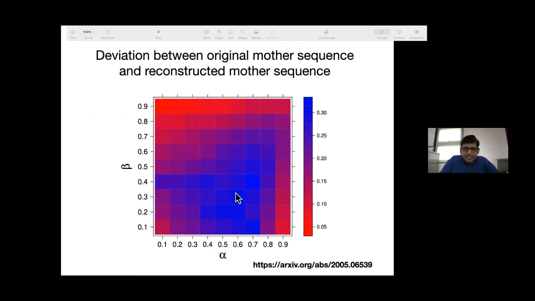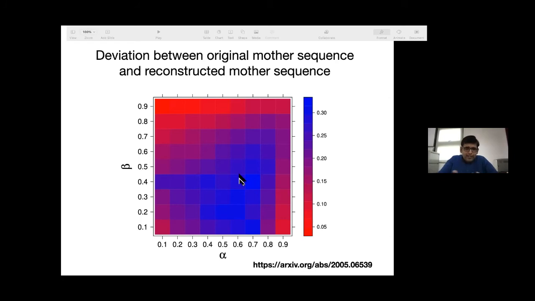So this graph is the deviation from the original mother pattern we started with, and the reconstructed mother pattern after the replication. How much error would one get? The error would depend on alpha and beta. For some alpha and beta values, the error is as small as 5%, and for some it could be as big as 30%. So this is what the best algorithm known in the field can do in reconstructing.